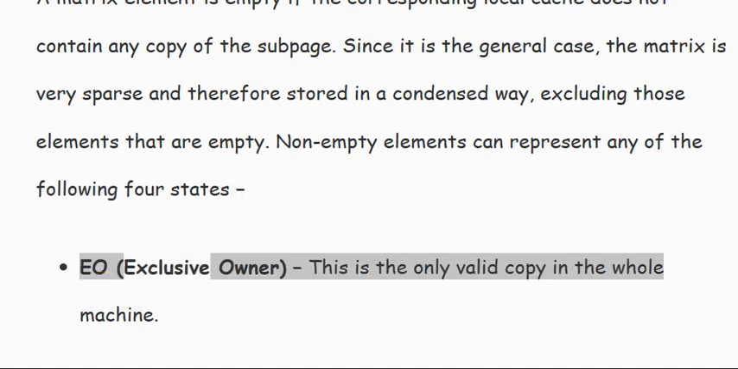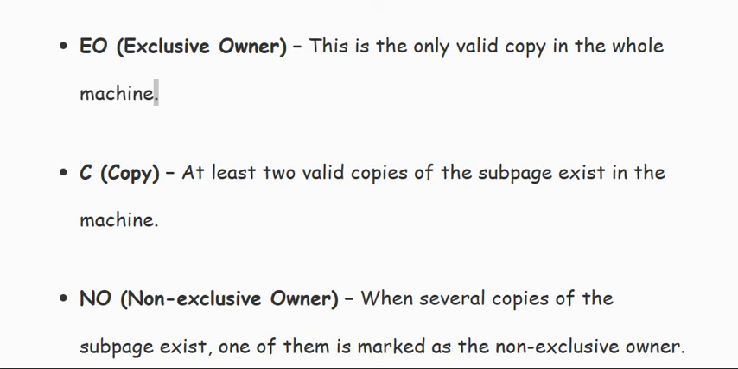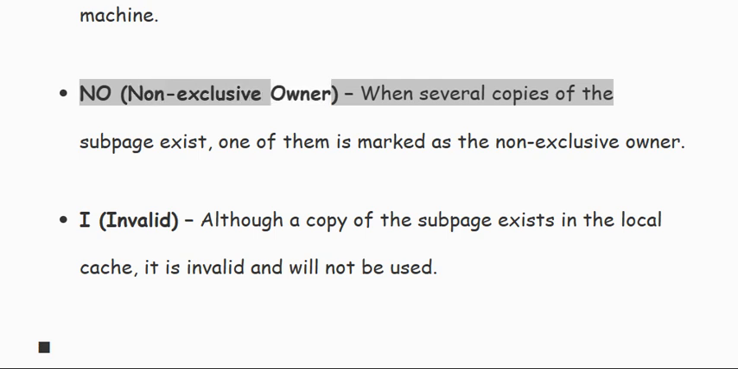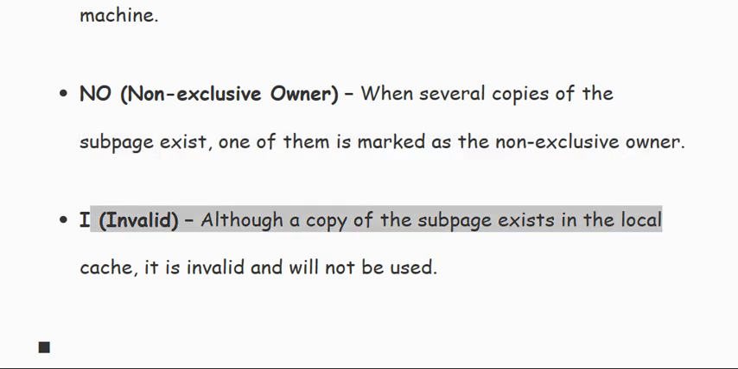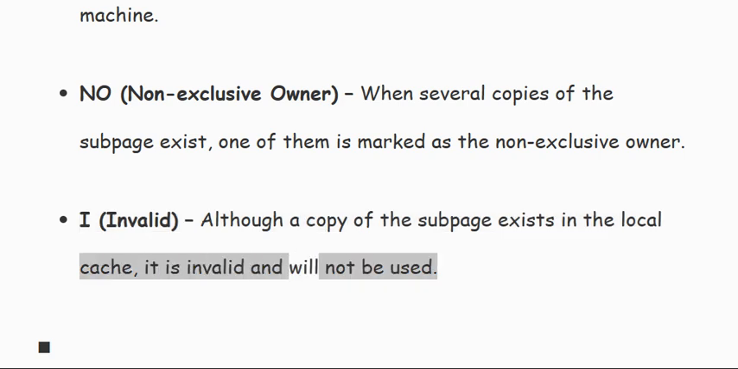EO, exclusive owner: this is the only valid copy in the whole machine. C, copy: at least two valid copies of the subpage exist in the machine. NO, non-exclusive owner: when several copies of the subpage exist, one of them is marked as the non-exclusive owner. I, invalid: although a copy of the subpage exists in the local cache, it is invalid and will not be used.